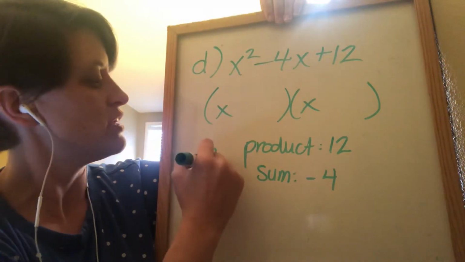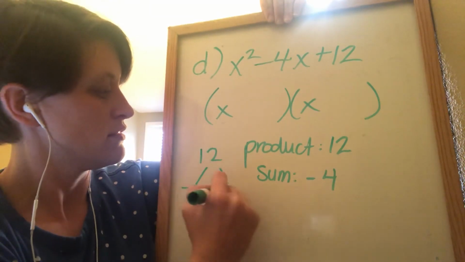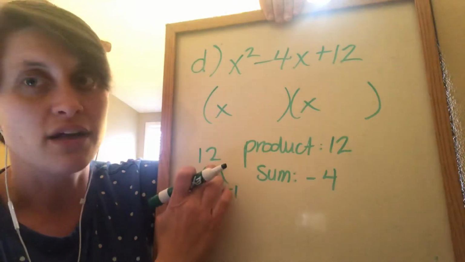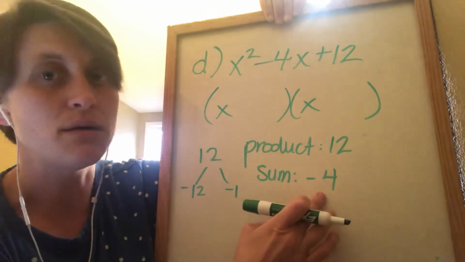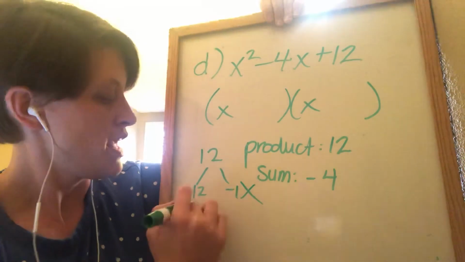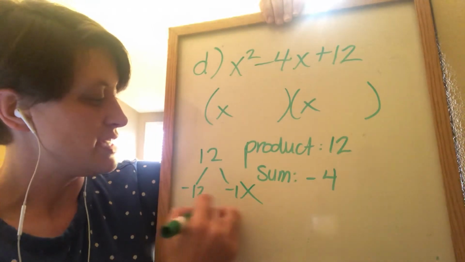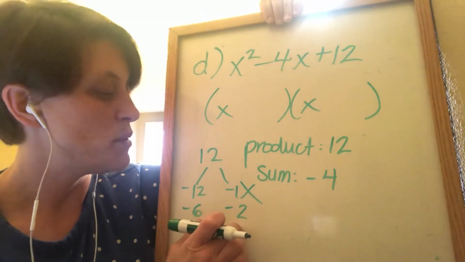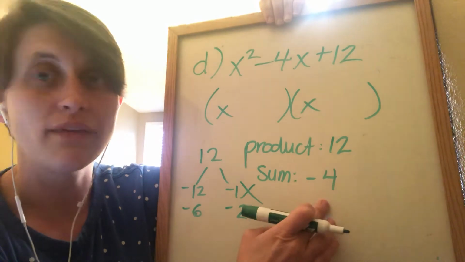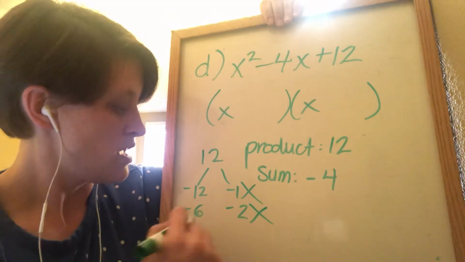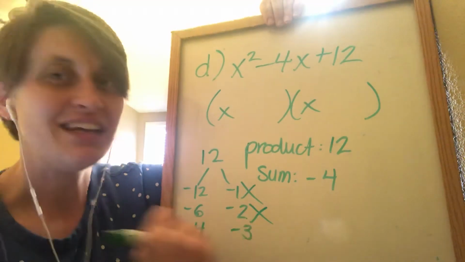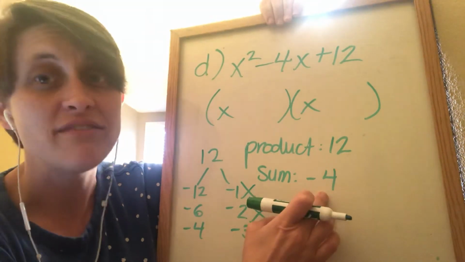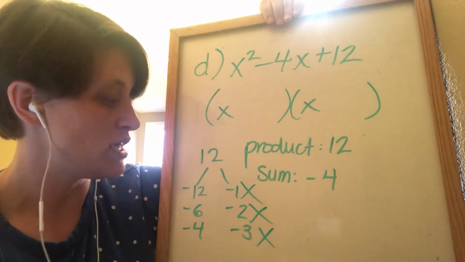All right, so let's start looking at factors. Let's look at -12 and -1. They definitely have a product of 12, but they do not have a sum of -4, so those are not going to work. All right, how about -6 and -2? Definitely have a product of positive 12, but when we add them together, that's not -4, that's -8. So no. Okay, let's try -4 and -3. Definitely have a product of positive 12, but when we add them, we don't have a sum of -4, so those don't work either.